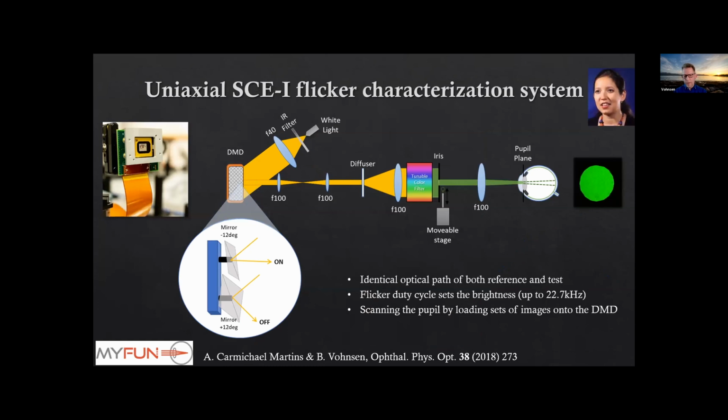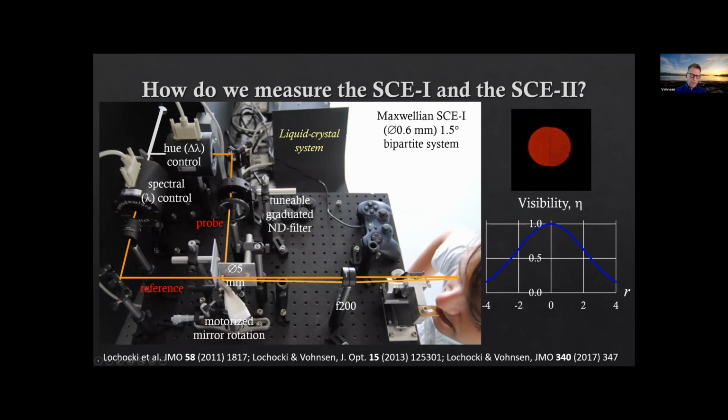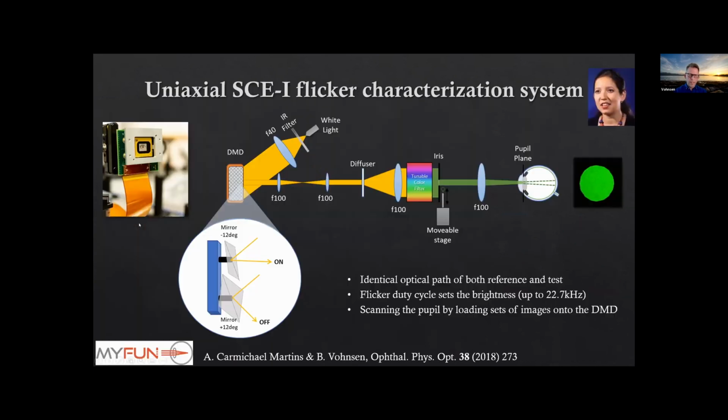More recently, together with Alexander Carmichael, and this is part of a European project on myopia, we set up a more sophisticated uniaxial system. And why do we want to have it uniaxial? Well, that's because even though we're using nearly the same components in the 2 branches here, having everything going through exactly the same optics, we can eliminate any kind of artifacts caused by the system itself.